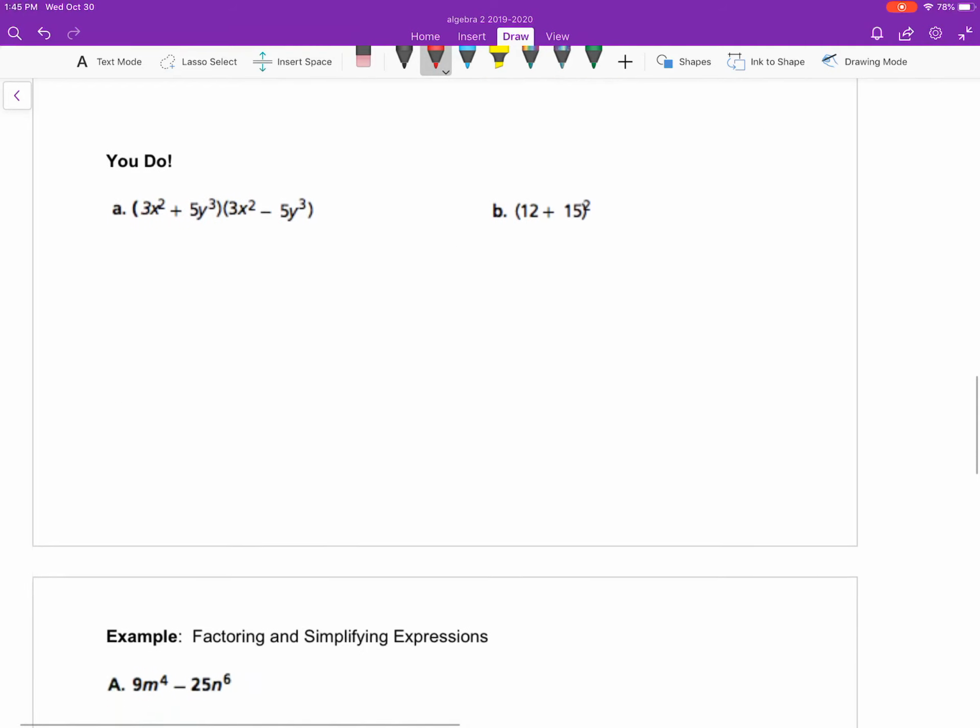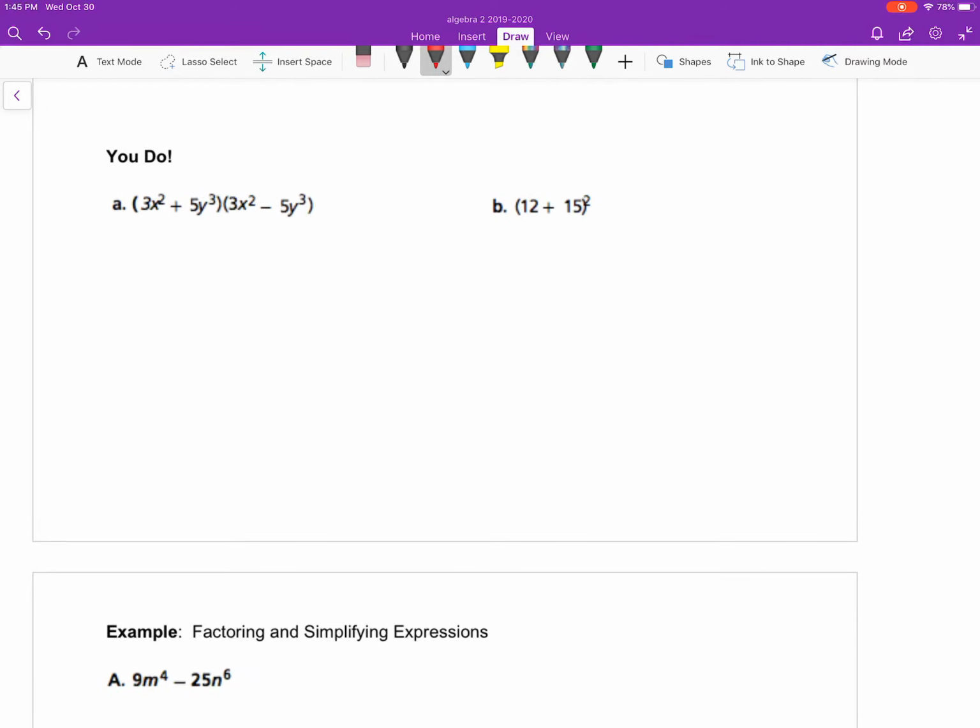So there's two different examples down here for you to try. Again, this first one is a difference of squares, so I know that the middle term will cancel out, and I just need to worry about the first term and the last term. And so we get 9x to the fourth minus 25y to the sixth. And if you ever get confused about what your exponent should be, just remember you add exponents when multiplying.